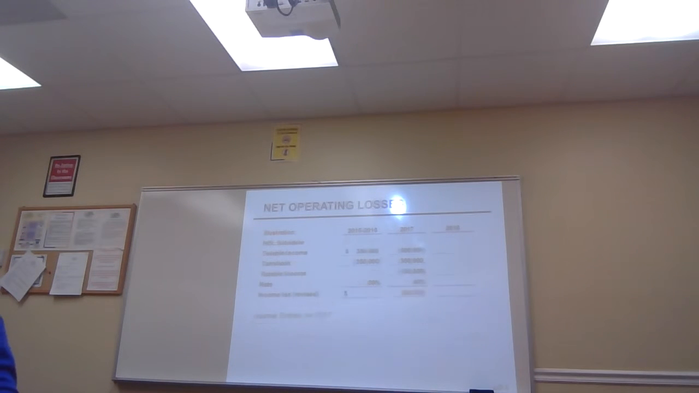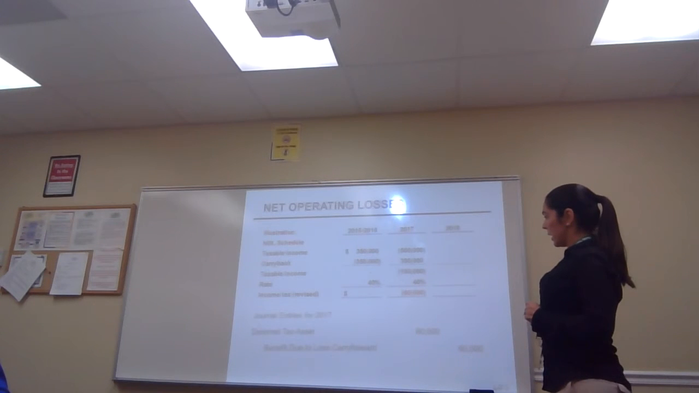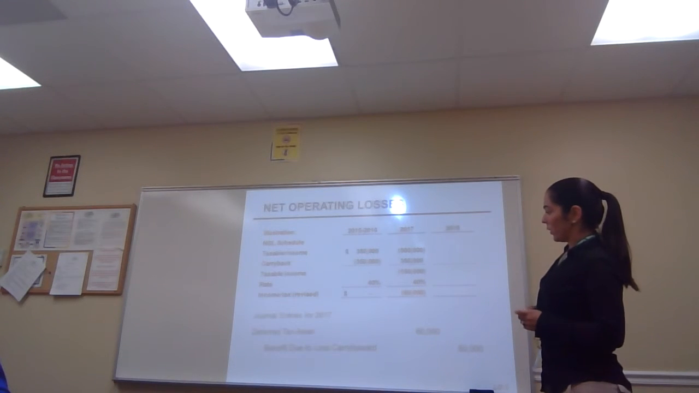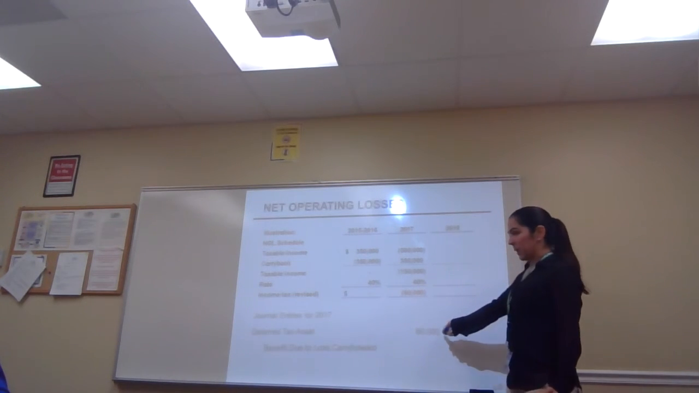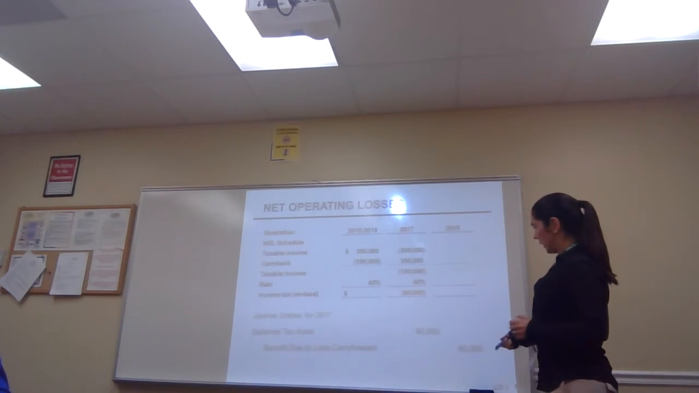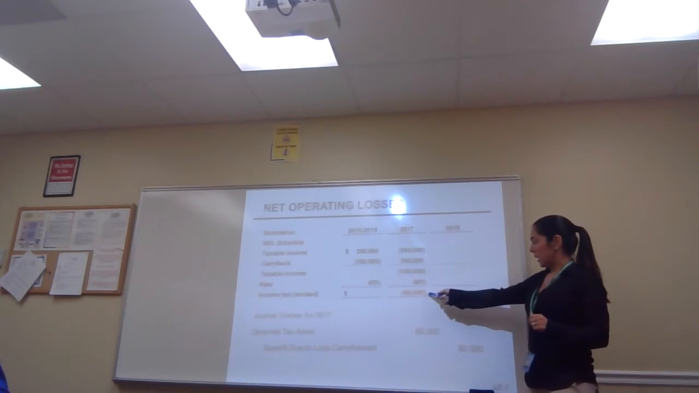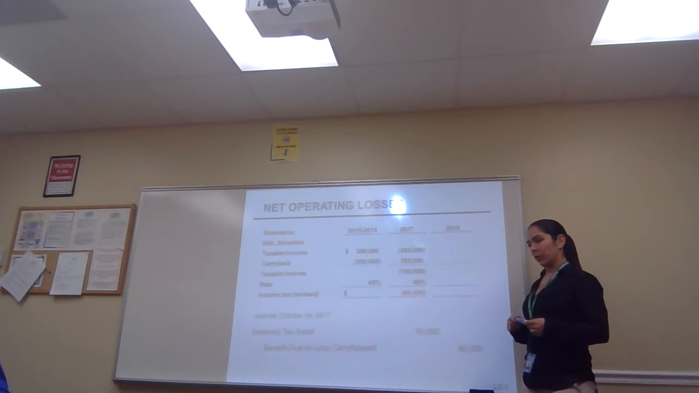Pretty much the same example we just did. The remaining amount that you're going to use in the future that's left over from the NOL, the 60,000, you're going to record as a deferred tax asset. Why? Because it's a benefit to you in the future, and benefit due to loss carry forward of $60,000 is your credit. So this is the remaining NOL that you have left that you're going to use in the future.